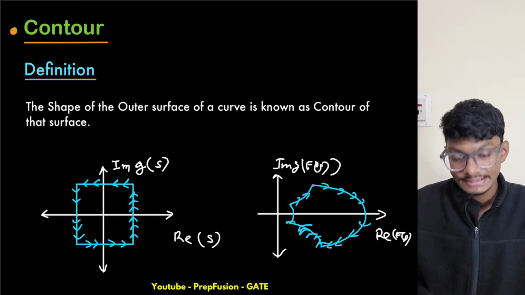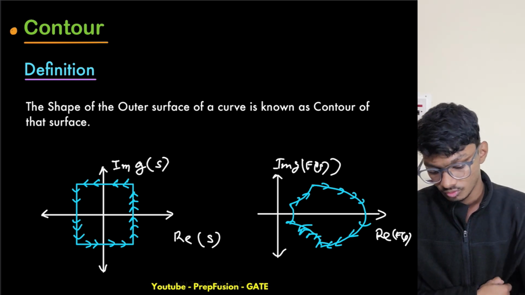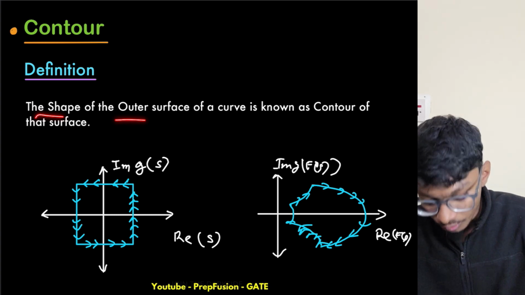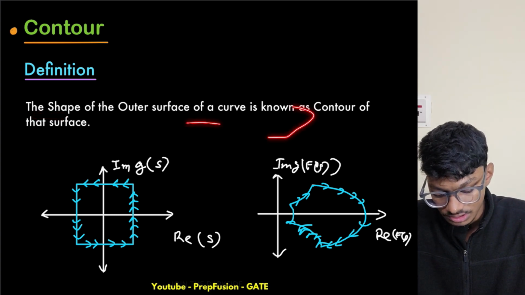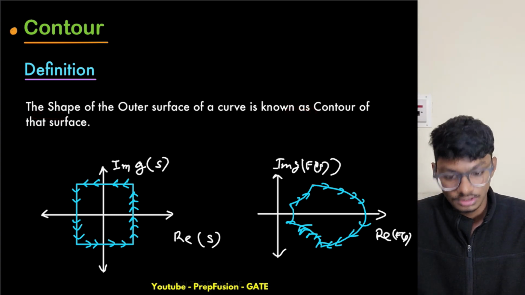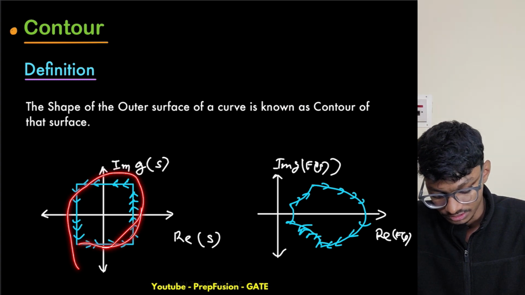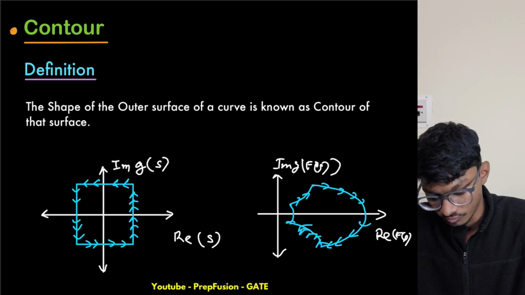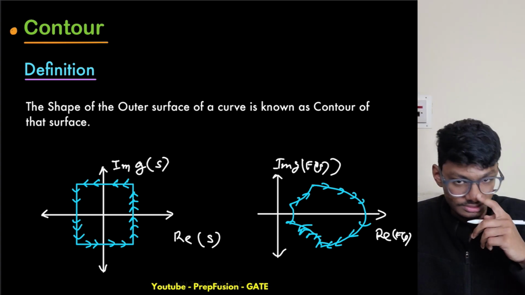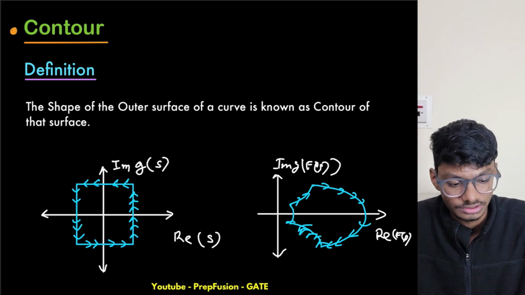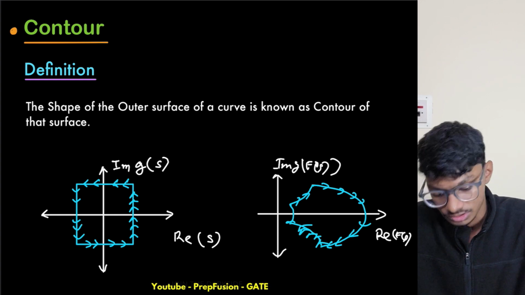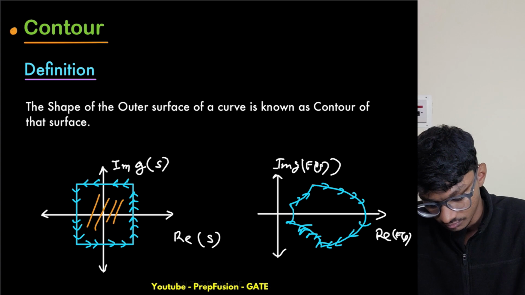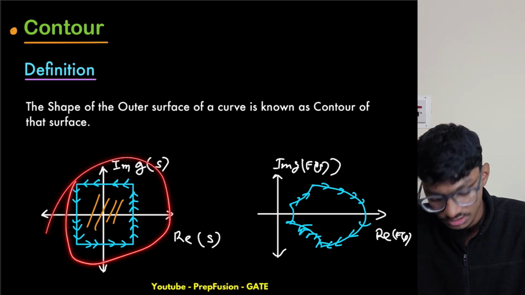So what is a contour basically? Let's read the definition. The shape of the outer surface of a curve is known as the contour of that surface. So this is the shape, and this is a surface. What is a surface? A surface is covered by lines. Surface area, you can say, is like you can touch something, you're touching the surface. The surface is whichever is inside this contour.